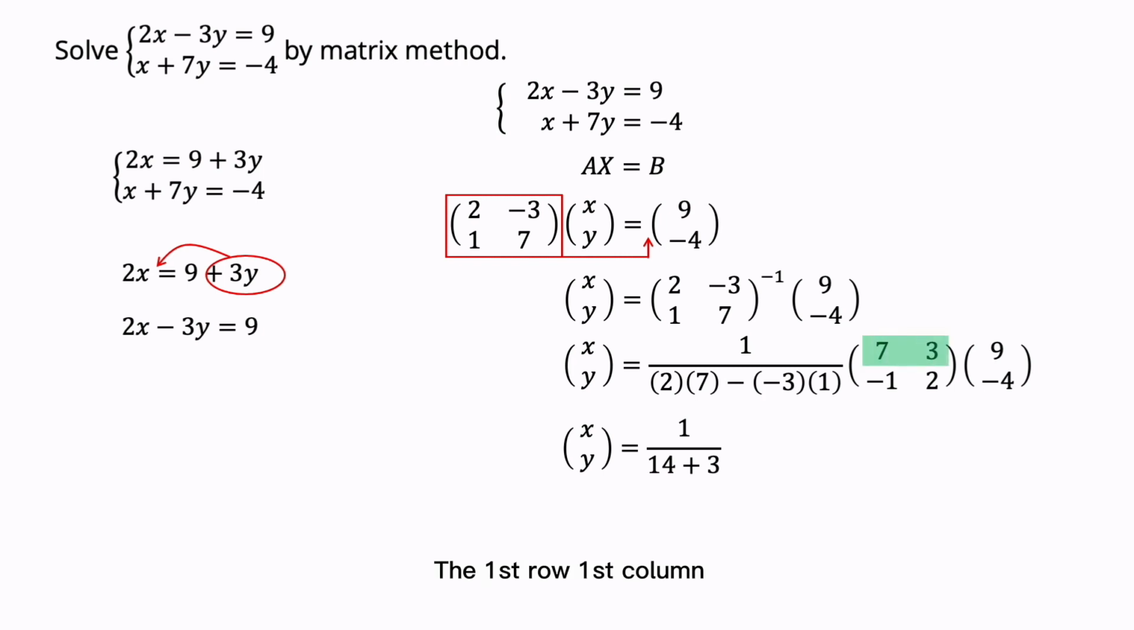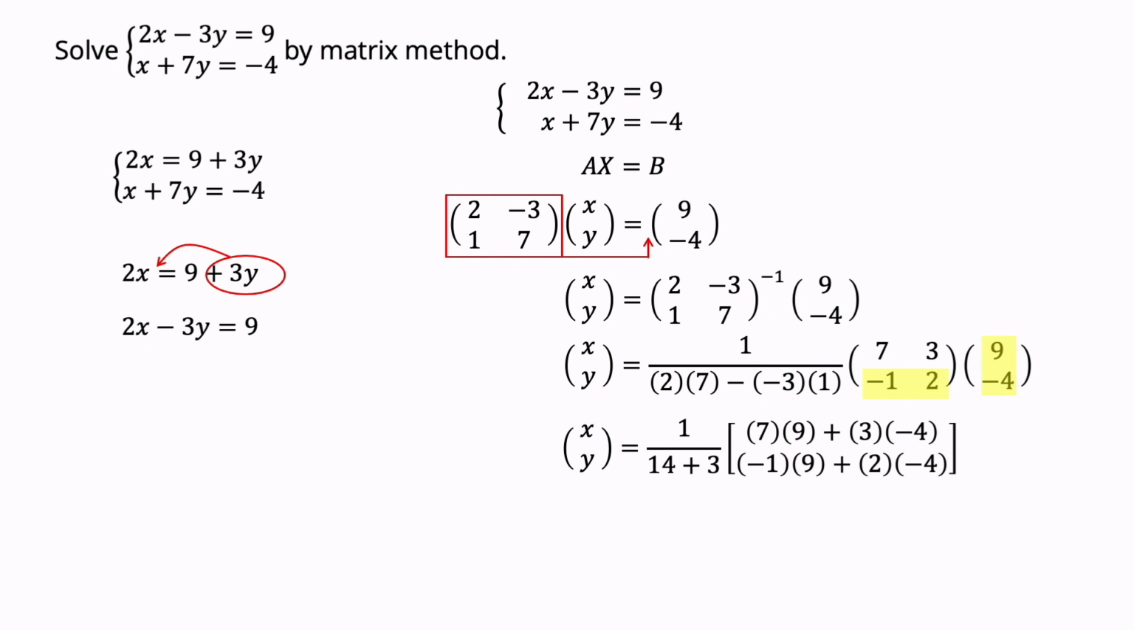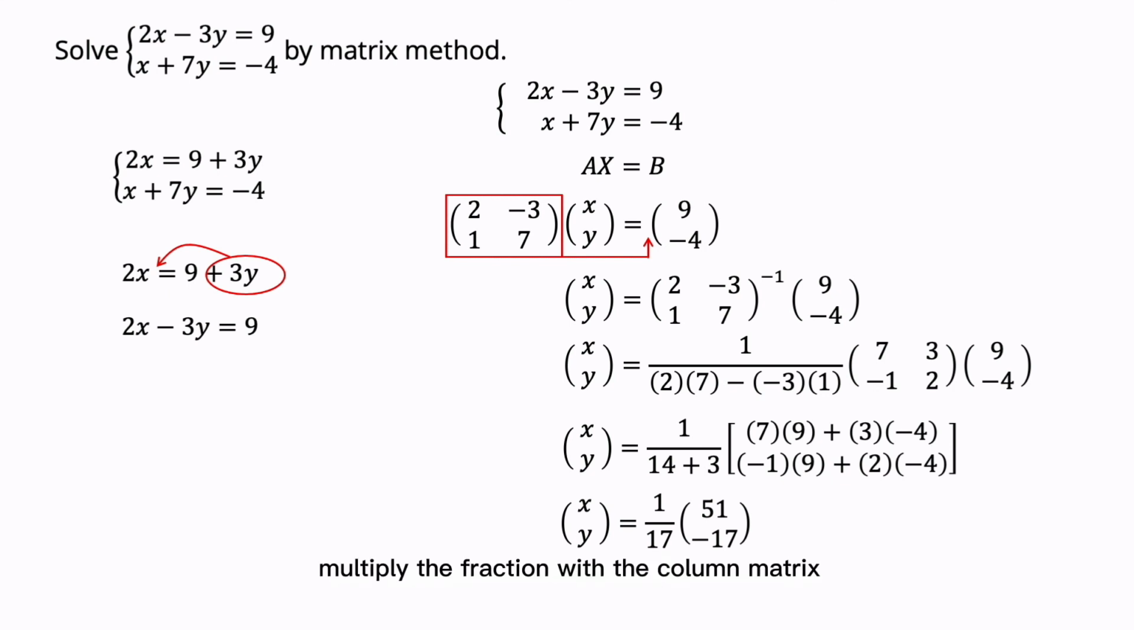The first row, first column, 7 times 9 plus 3 times minus 4. And the second row, minus 1 times 9 plus 2 times minus 4. By calculating, we get the determinant 17 and a column matrix 51 and minus 17. Multiply the fraction with the column matrix, 1 over 17 times 51 and 1 over 17 times minus 17. The solution to the simultaneous linear equation is x equals 3 and y equals minus 1.